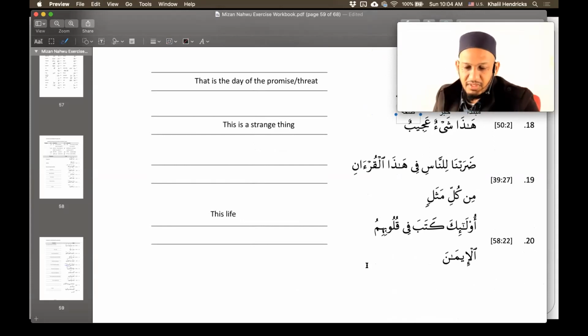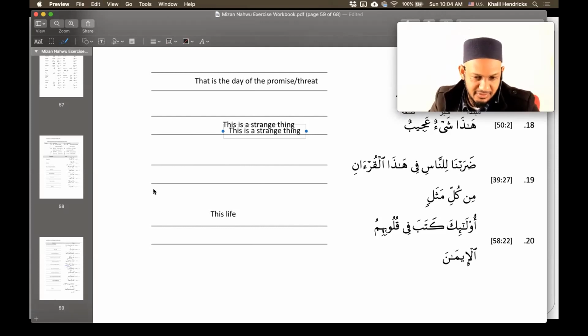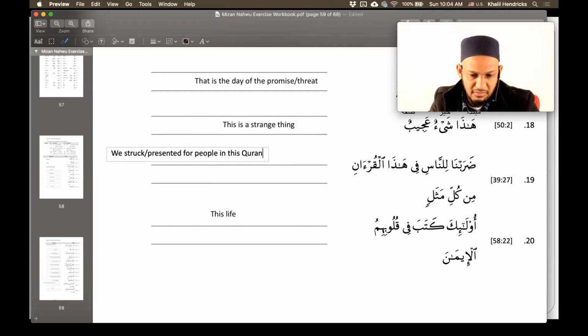ضربنا للناس في هذا القرآن من كل مثل. Anyone want to go? Then I'll try this one, but you can correct me if I'm wrong. Bismillah. So I got the translation as, we struck for people in this Quran from all examples. Okay, good. We struck or presented, yeah, presented for people in this Quran from every example. Yeah. Perfect.